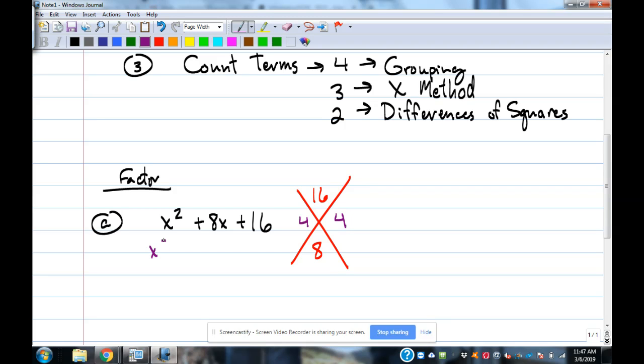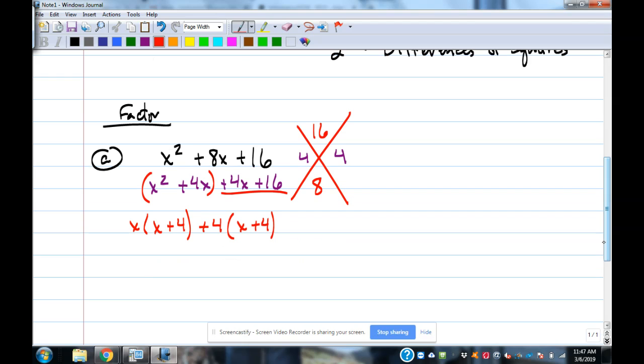Now, we can take those 4x's and put them in the middle and then group. GCF of the first 2 is x. GCF of the second 2 is 4. And then final factors, x plus 4, and then the stuff in front is also x plus 4.